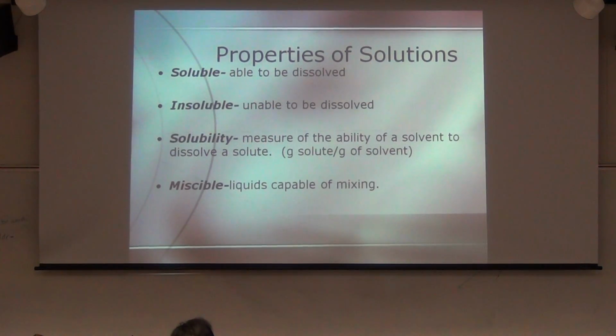Miscible and immiscible refer to the mixing of liquids. If two liquids are miscible, then they will mix. Water and alcohol. If the liquids are immiscible, then they won't mix. You can certainly stir them up, shake them up, but you'll be able to see that they aren't a homogeneous mixture.